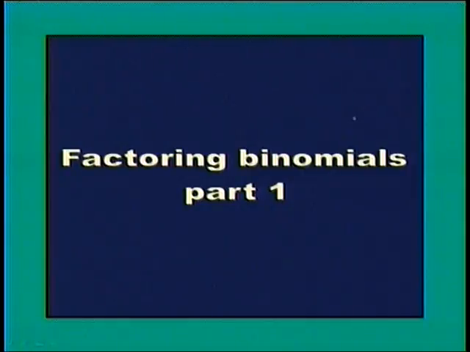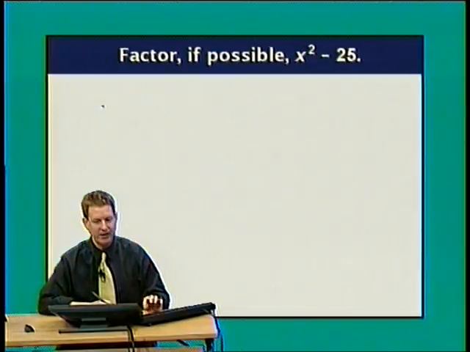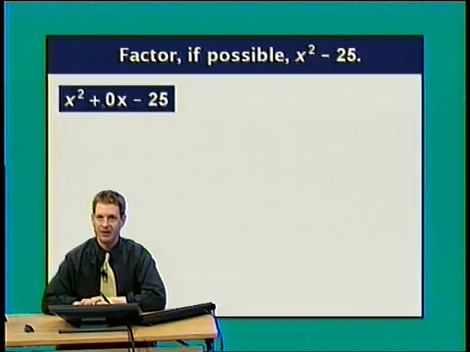Okay, let's talk about factoring binomials. Let's factor, if possible, x squared minus 25. Something that can really be useful in math is if you can take something unfamiliar and turn it into something familiar. We've just been factoring a lot of trinomials. Can we make this a trinomial? Well, sure we can, if we go ahead and introduce a coefficient of 0 on our linear term x.